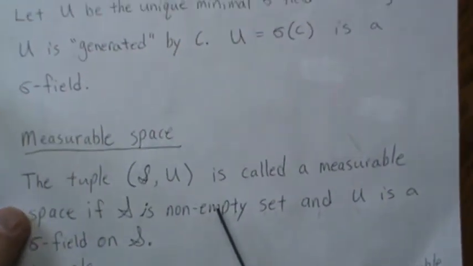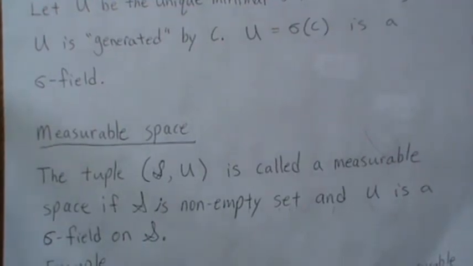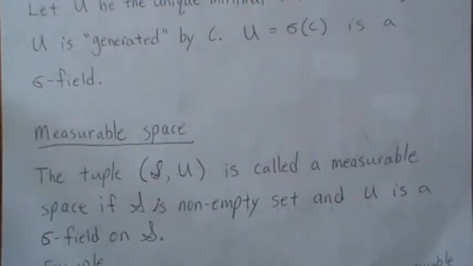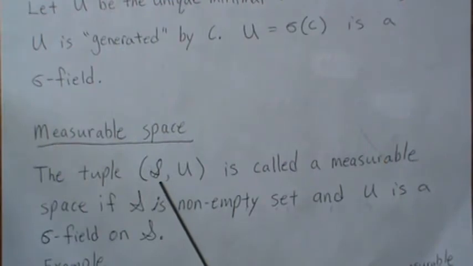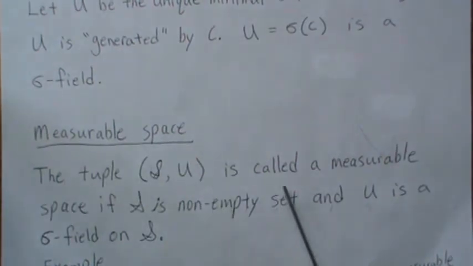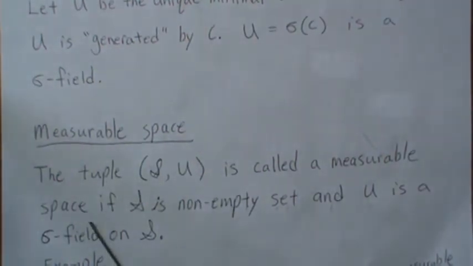So now once we have the mechanisms of a sigma field, we can start talking about measurable spaces. Whenever we have a universal set and an associated sigma field, this space is called a measurable space.